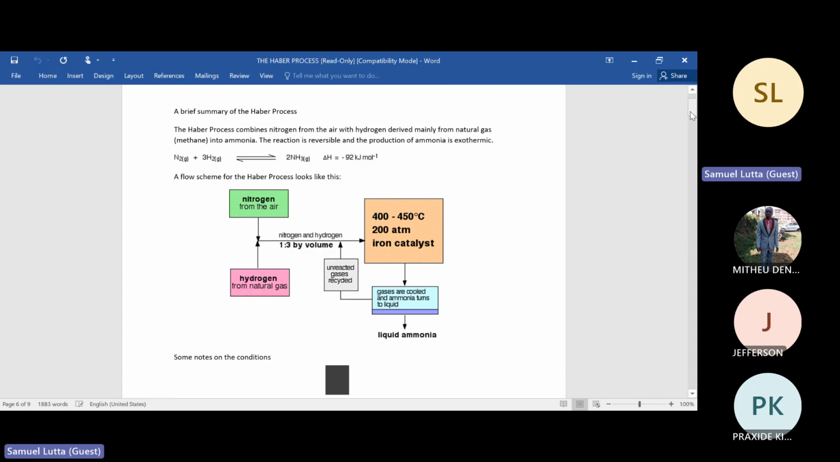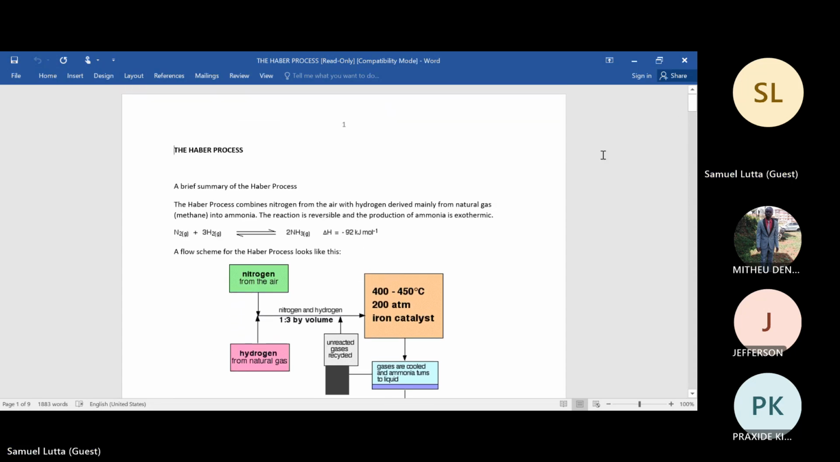There are two important raw materials. We have ammonia, which is used in the fertilizer industry. Ammonia is normally made from a process called the Haber process. In the Haber process, we combine nitrogen from the air and hydrogen, which we get from natural gas, what we refer to as methane. So when you combine nitrogen and hydrogen, you get ammonia.